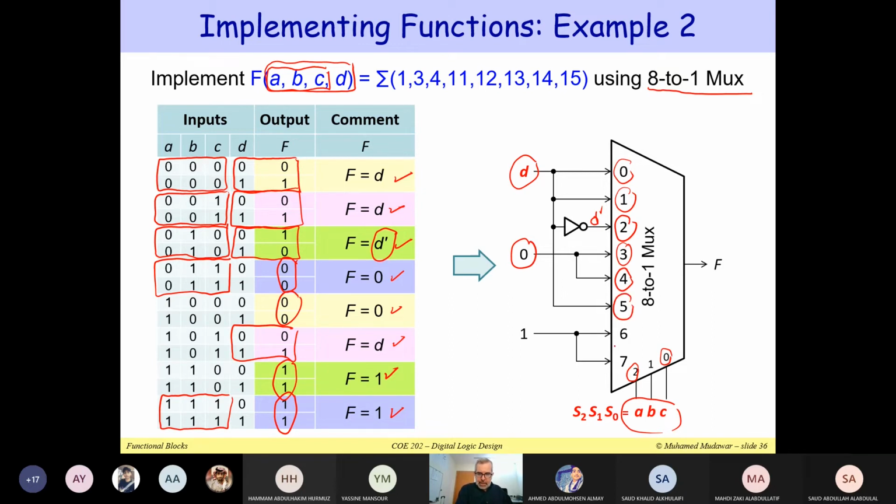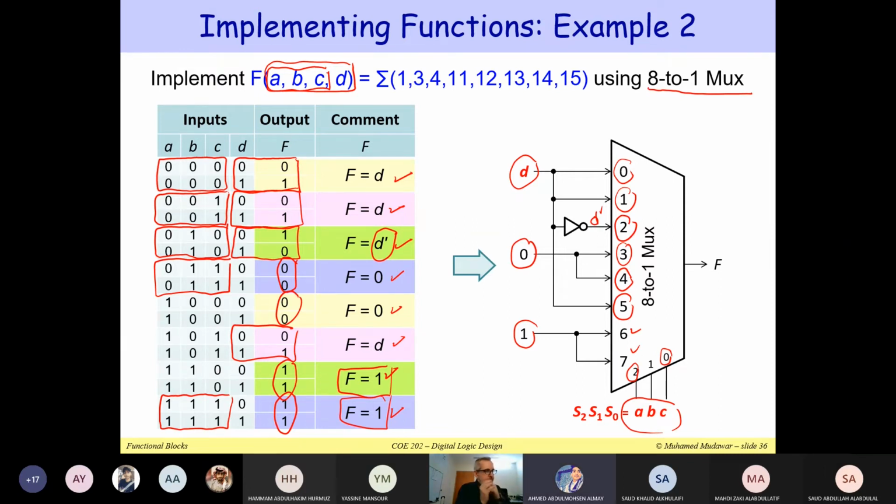Notice that 5 is also D. For 6 and 7, I put actually here input 1. So that's actually here F equal to 1, here F equal to 1. So therefore, it's input 1. So these are constant inputs. They do not depend on the variable D. And therefore, 1 means the power supply, 0 means actually ground. Okay. So that's how we can implement functions.